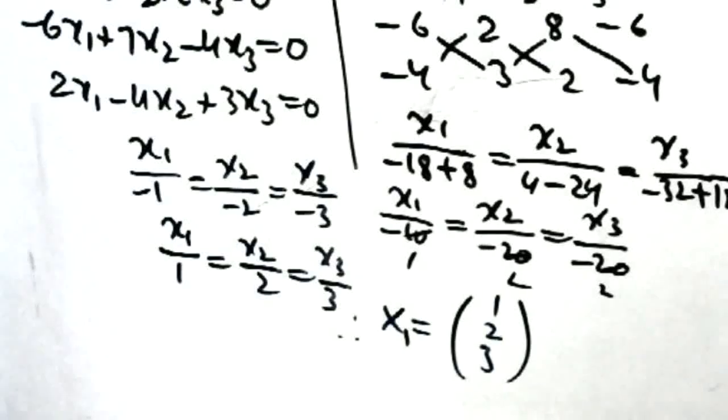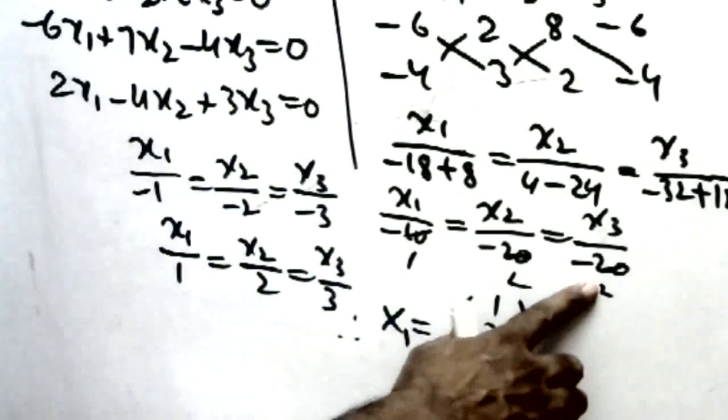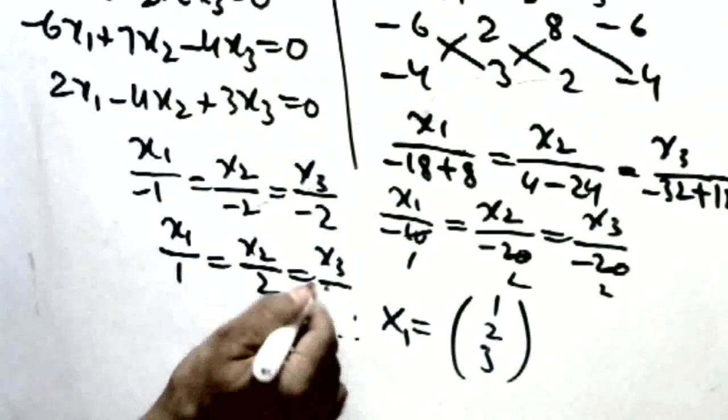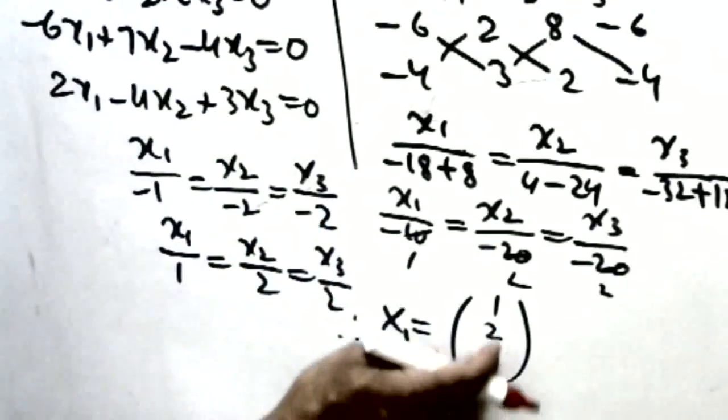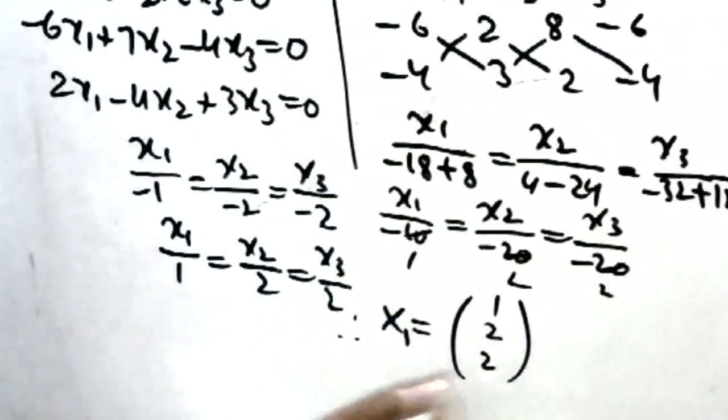Let me solve another two values. Here we are having minus 2, no? This is minus 2, sorry. So this will be 2. So the first vector is 1, 2, 3.